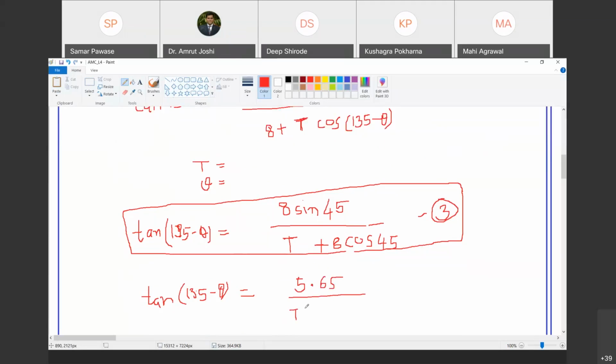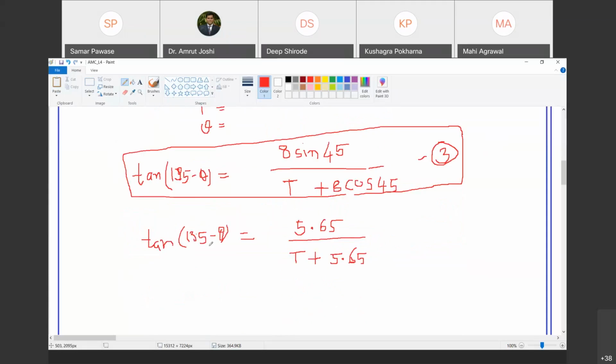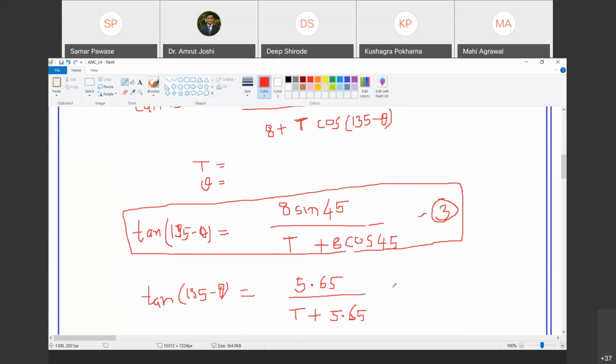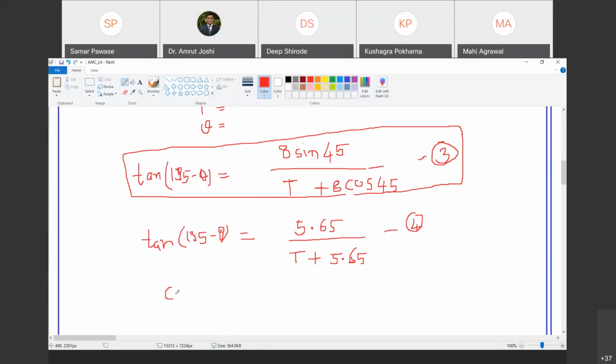Now tell me how much is 8 cos 45? The same. So it is T plus 5.65. Do you agree with me? Yes, sir. Now tell me this left hand side, tan (135 minus theta). I will call this equation 4. Are you with me? Now can you tell me how much is cot (135 minus theta)?